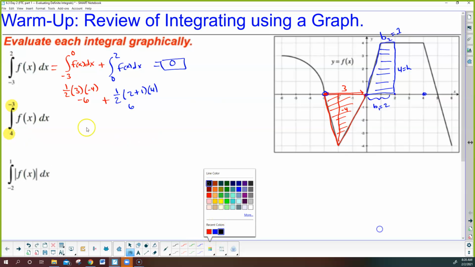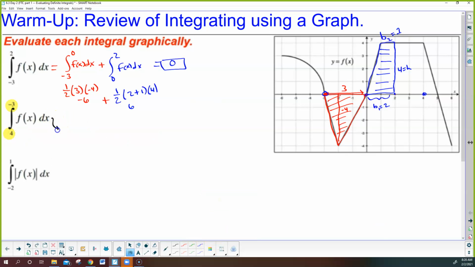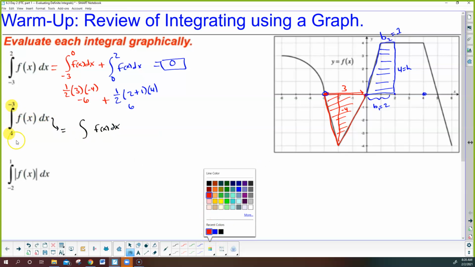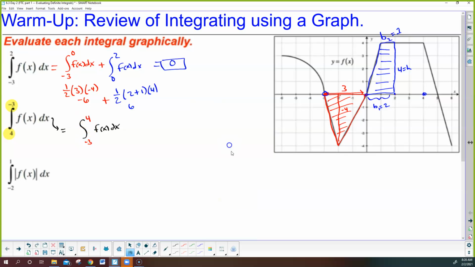So what we're actually going to do is introduce a property here that we talked about the other day. We're still going to take the integral of f of x dx. But if your bounds are flipped, so if I put the -3 down here and the 4 up here, because then we calculate from left to right, which is what we're used to doing, we just know that our answer is going to be opposite of that. And it's that same work.